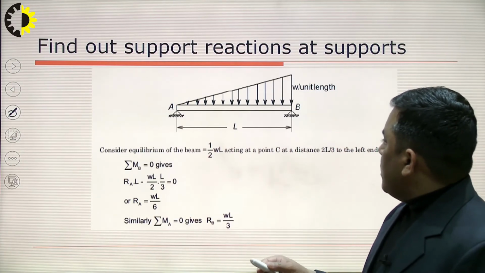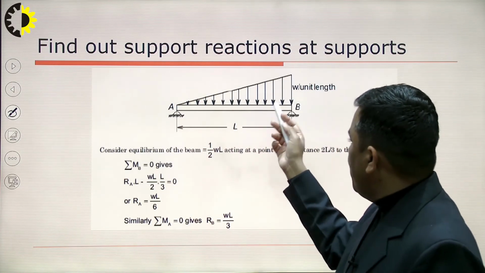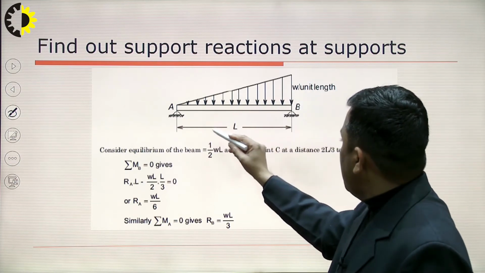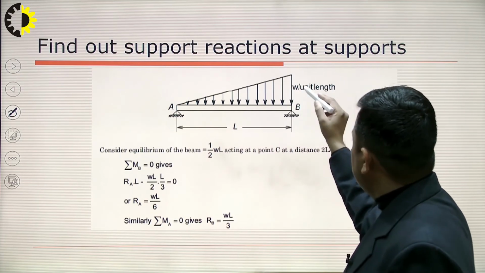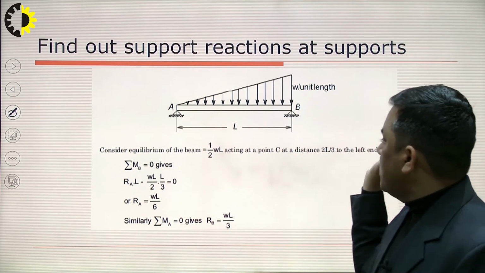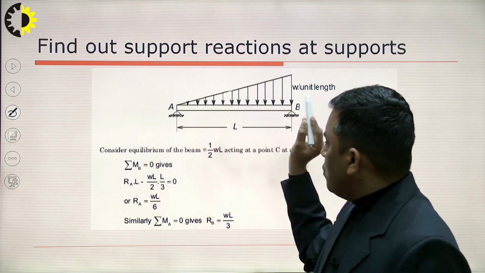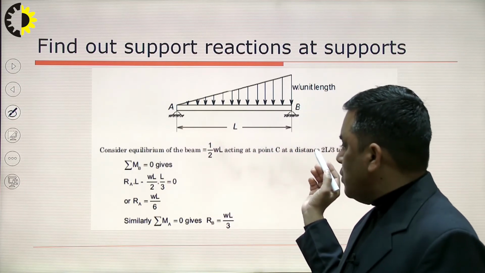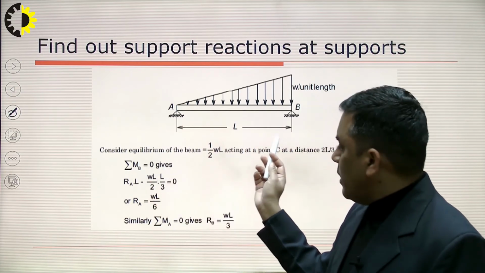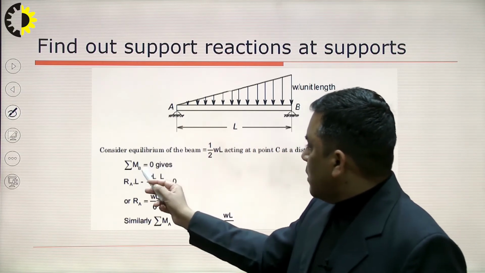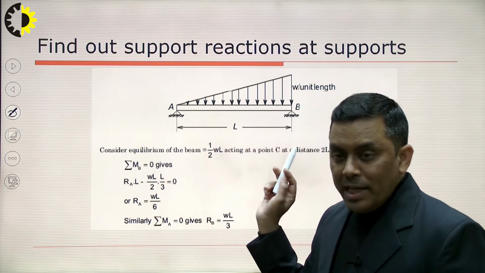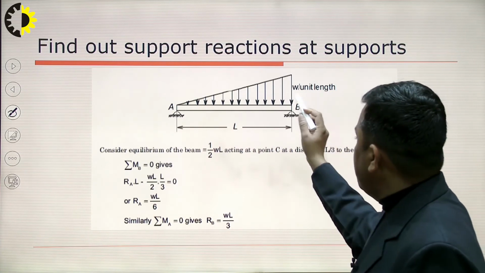Another example we can take is a representation of a UVL, uniformly varying load. It varies from A to B, and in the length L, its intensity becomes W per unit length. So by considering the equilibrium of this, what can we do? We can apply either sigma Fy equal to 0, or the moment equation. Here we have chosen the moment equilibrium equation, sigma MB equal to 0. It means the algebraic sum of moments due to the various forces about point B.